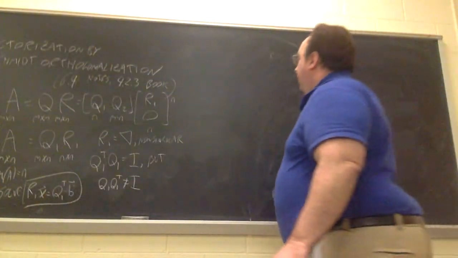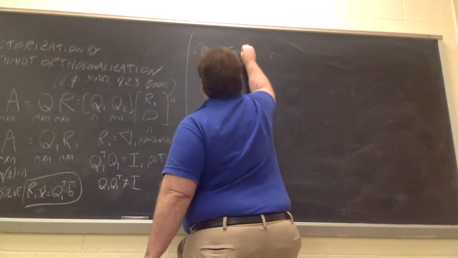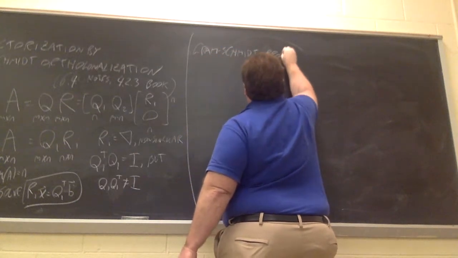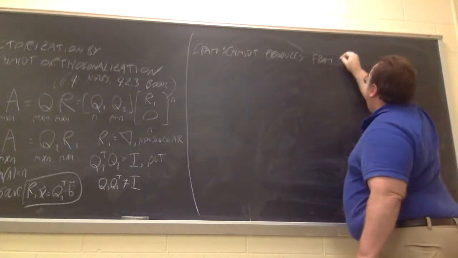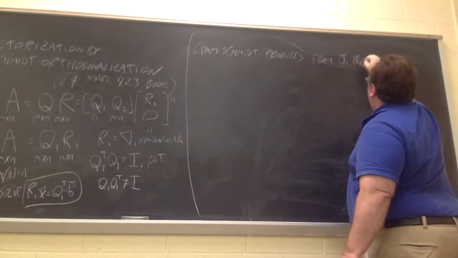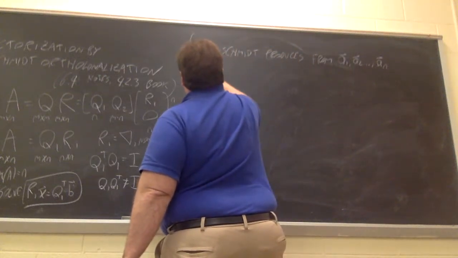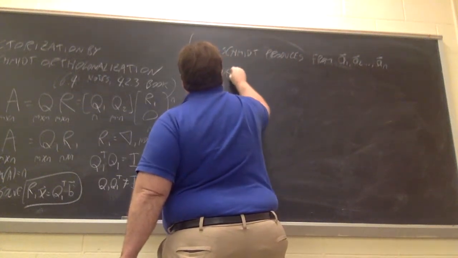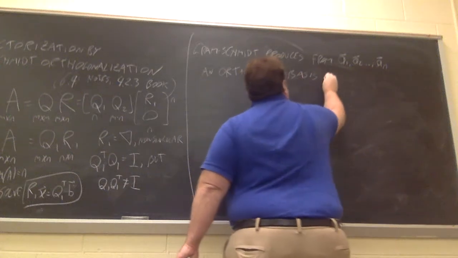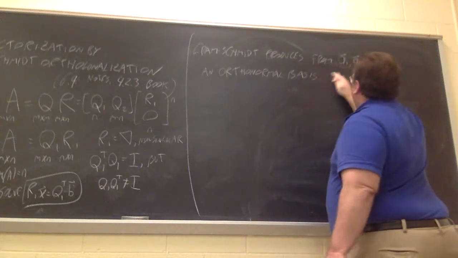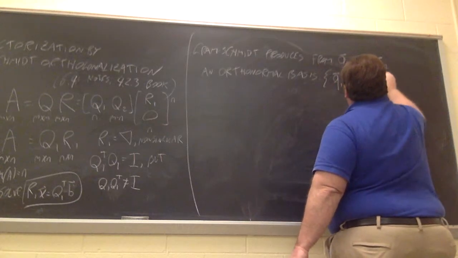Really, Gram-Schmidt produces from the columns of A, so a1, a2, through an, an orthonormal basis which consists of these vectors, q1, q2, through qn.